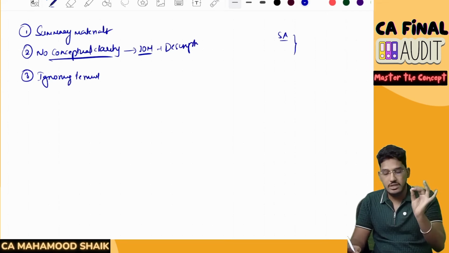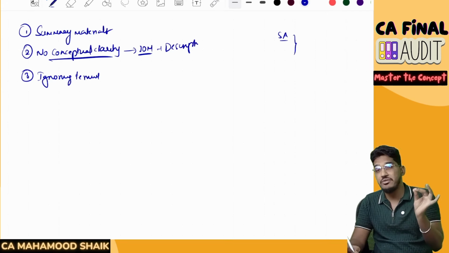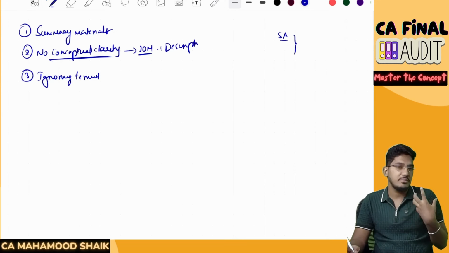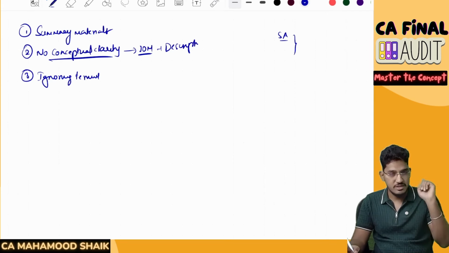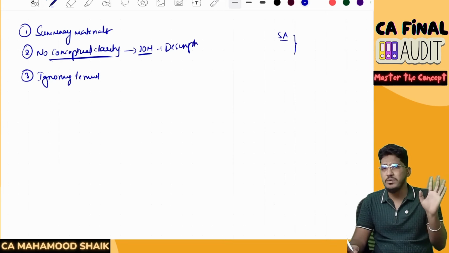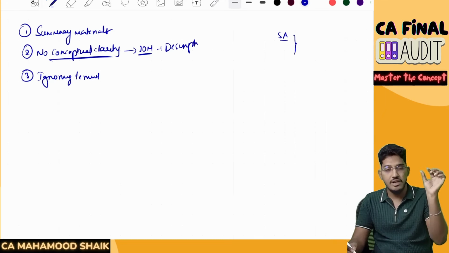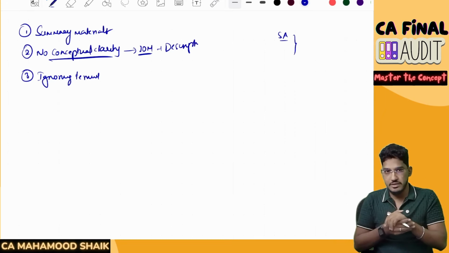If you are missing on the terminology, you might be excellent in your concepts, but if you don't put the effort to remember the terminology, there also you are going to lose your marks. Sir, how can we remember the terminology? Once again, stay away from the summary material. Just open a few summary materials and check. You will be able to find certain sentences in the study material which they have diluted completely in their materials.